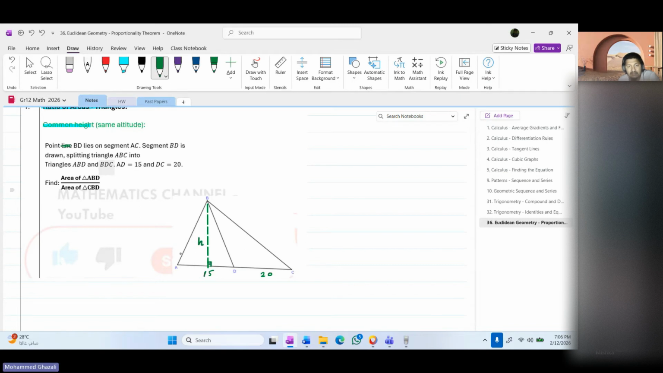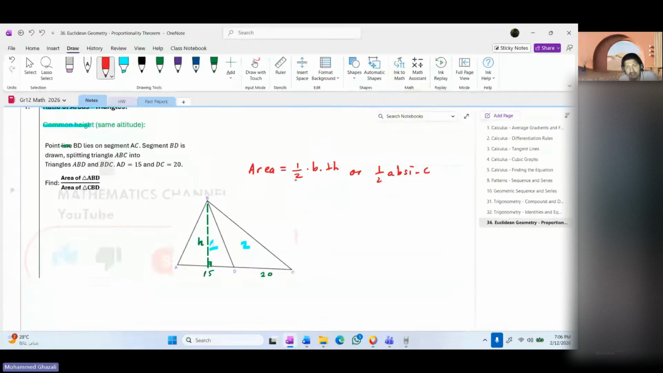Now I want to find the ratio of the area of triangle ABD, triangle 1, to triangle 2. You can see this is an obtuse angle triangle, so the altitude is on the outside. It is still half base times height. Remember, the area of a triangle is half base times perpendicular height, or you can use the area rule, which is half AB sine C. We're coming to that.